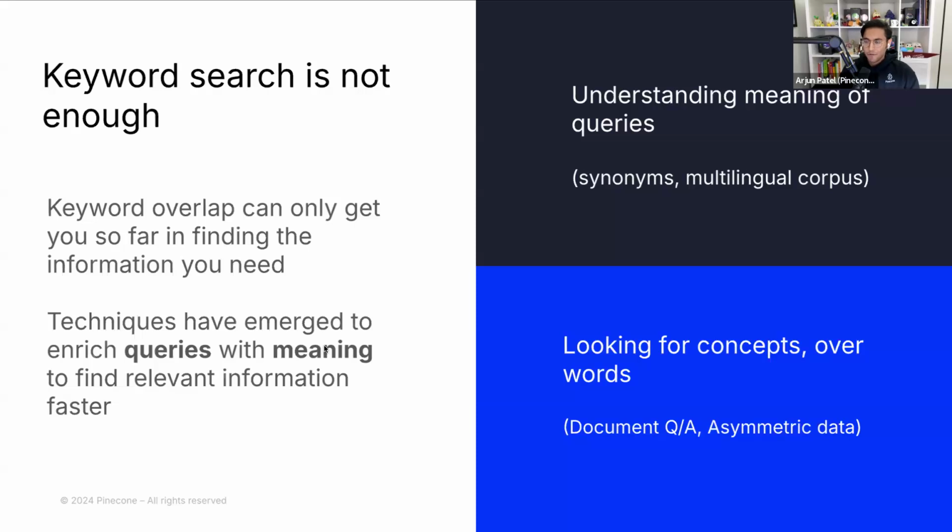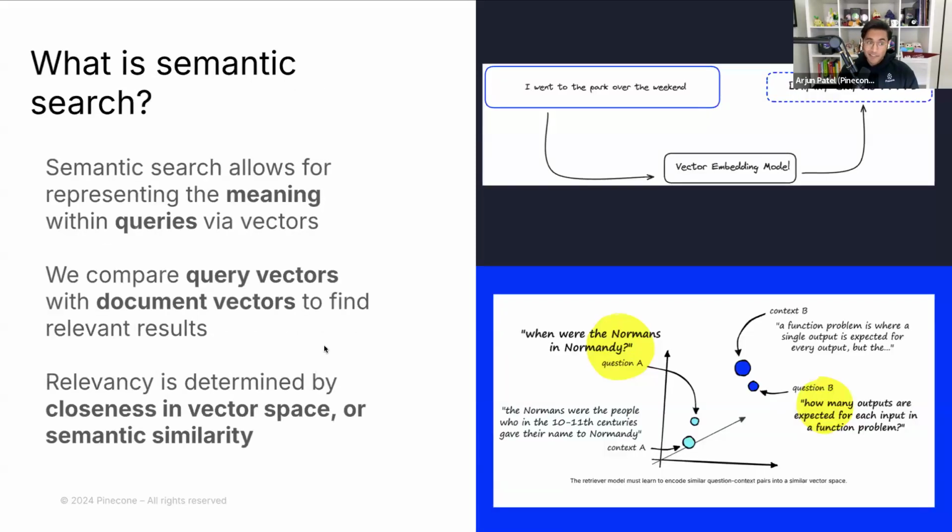This is also helpful where you have asymmetric forms of search. So when you are asking a question and you're trying to return a set of documents that can answer that question, keyword search can kind of fail at that too. This is why semantic search can come in really handy.